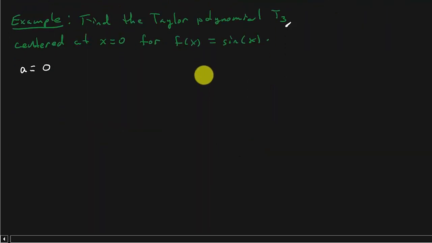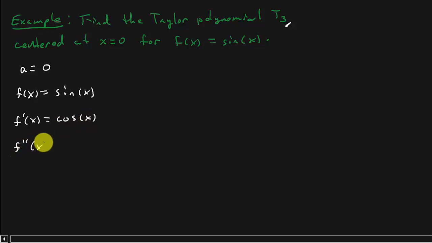So let's do that. We've got f of x is equal to sine x. So f prime is cosine x. F double prime is equal to negative sine x. And then the third derivative is equal to negative cosine x.